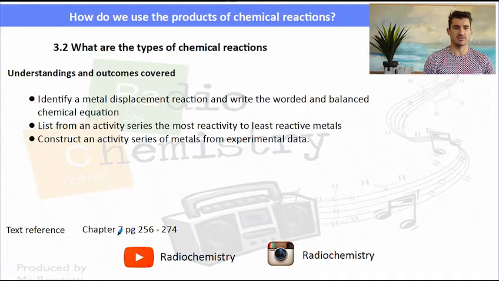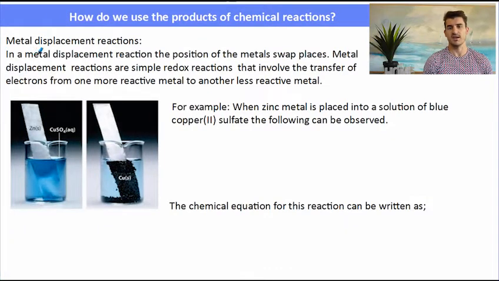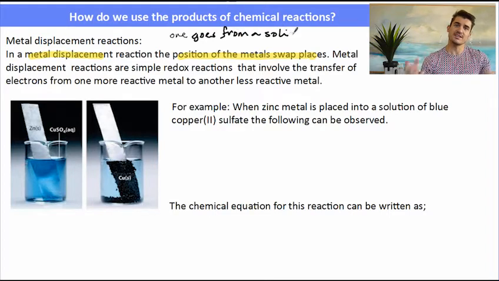So what is a metal displacement reaction? A metal displacement reaction is where the position of the metals swap places. By that, we mean one will be a solution of metal ions and one will be a solid. And what will happen is in this redox reaction, where electrons are transferred from one to the other, one will come out of the solution and become a solid, while the other metal goes into the solution and becomes an ion. So they essentially just swap places. Metal displacement. The solid goes into the solution and the ions in the solution form a solid.